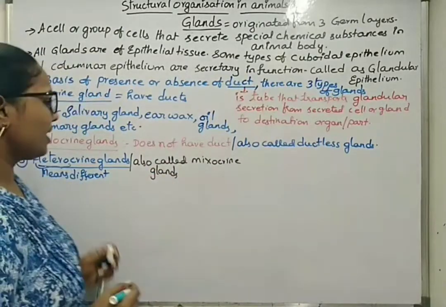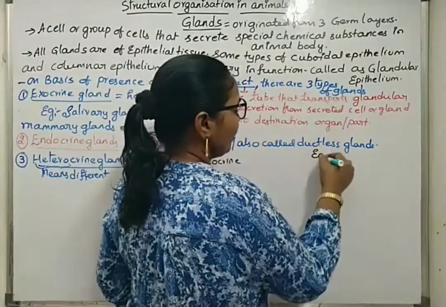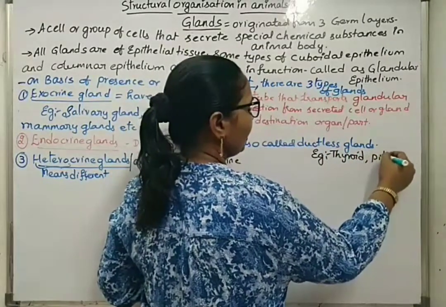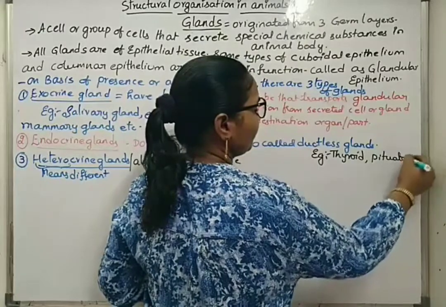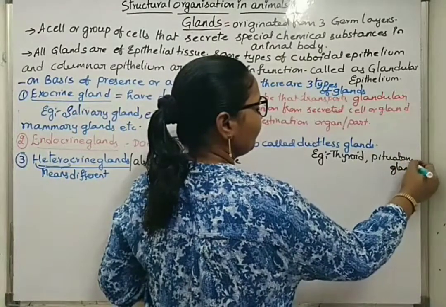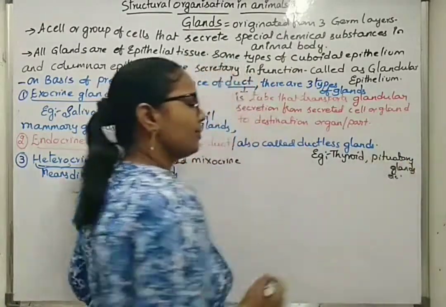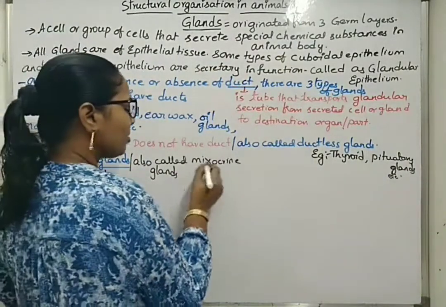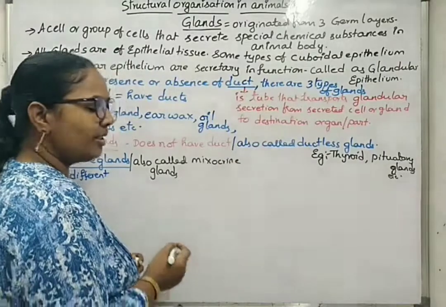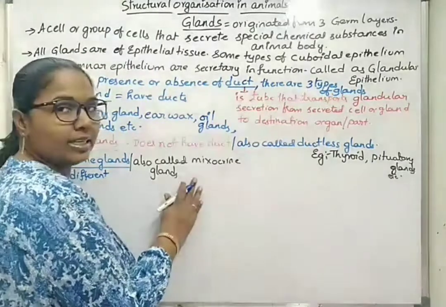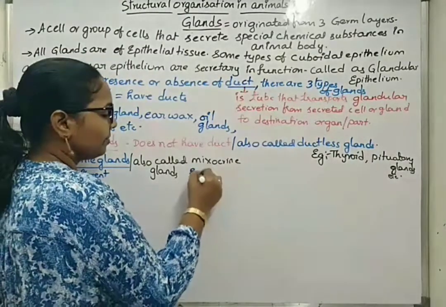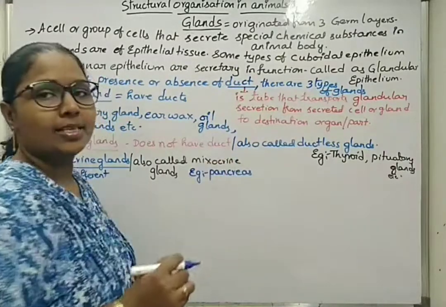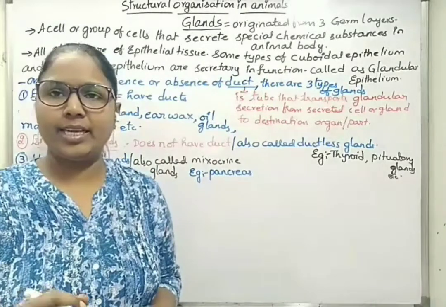We did not write examples for endocrine glands. So examples: thyroid, pituitary glands, etc. There are many types of endocrine glands in our body. We have written only 2 examples. Now, the heterocrine or mixed gland. Example is pancreas. Pancreas has both exocrine and endocrine glands.